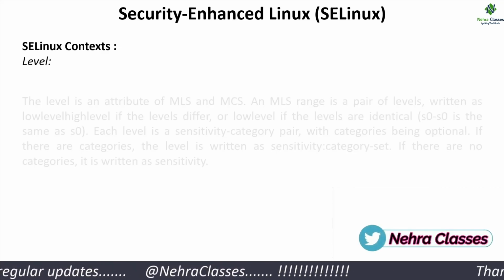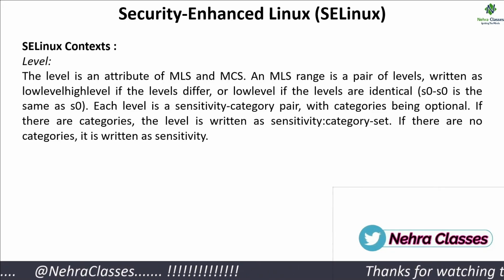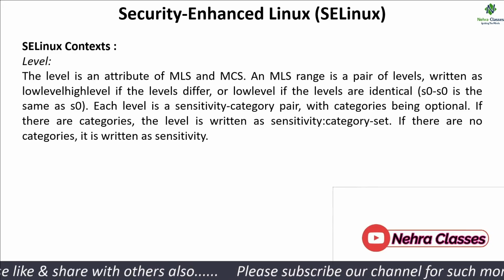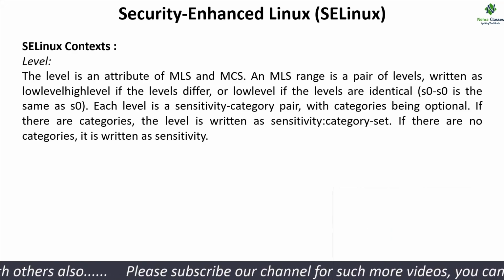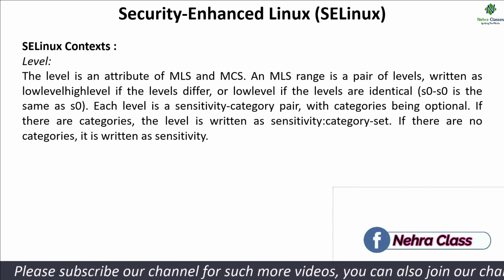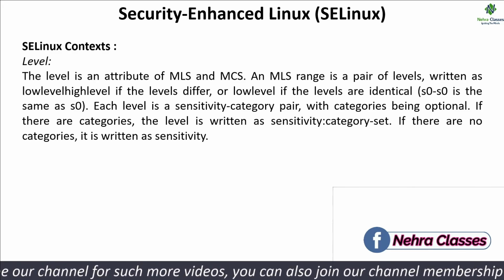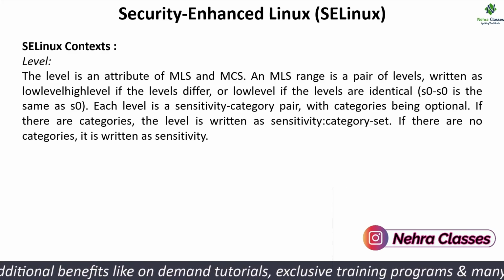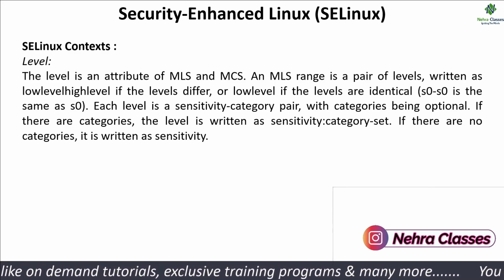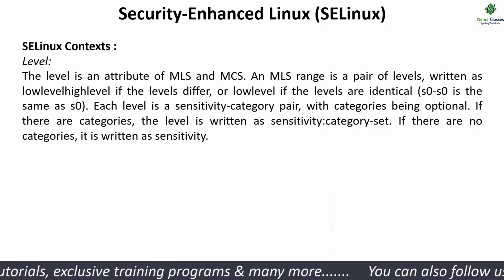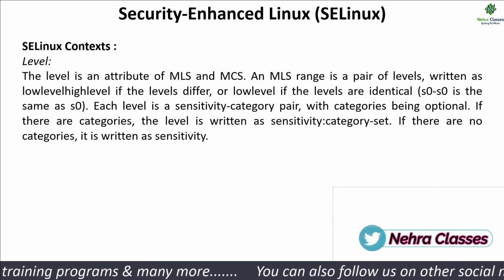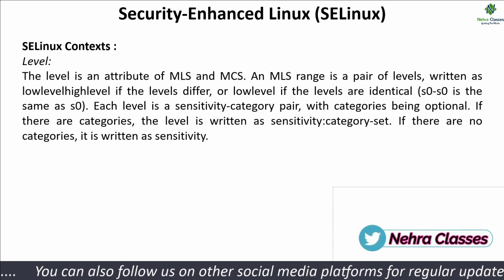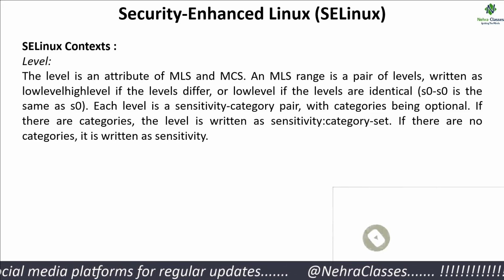And the last one is the level. The level is an attribute of multi-level security and multi-category security. An MLS range is a pair of levels written as low level - high level if the levels differ, or low level if the levels are identical. Each level is a sensitivity-category pair, with categories being optional. If there are categories, the level is written as sensitivity:category-set. If there are no categories, it is written as sensitivity.